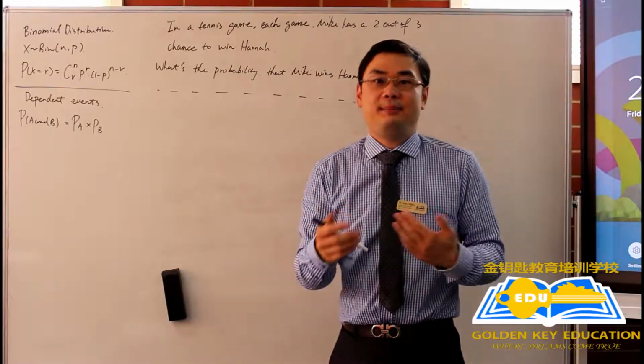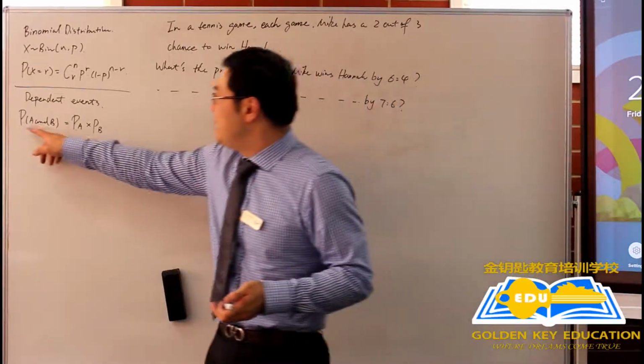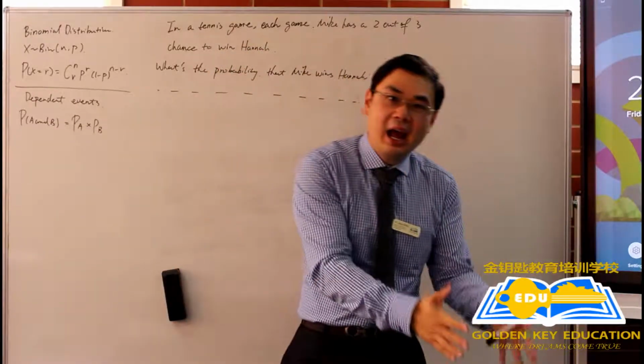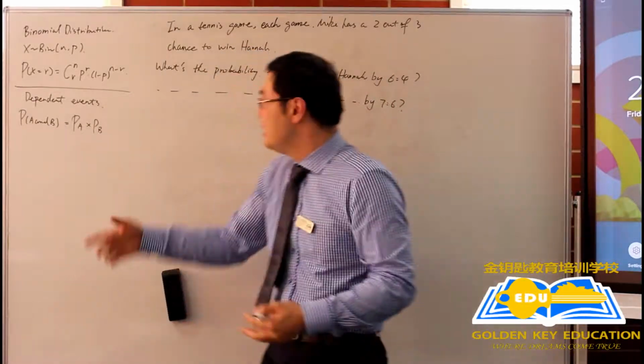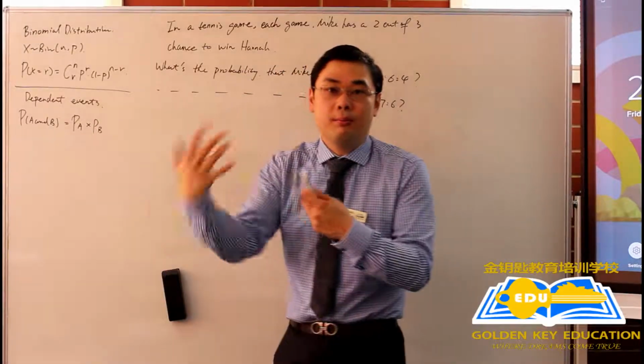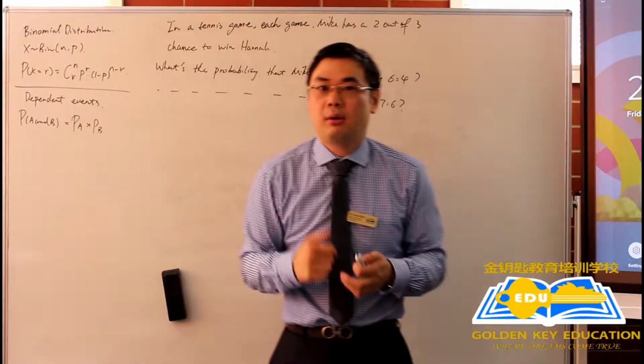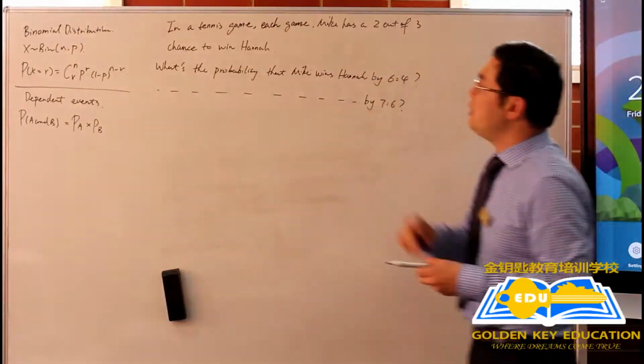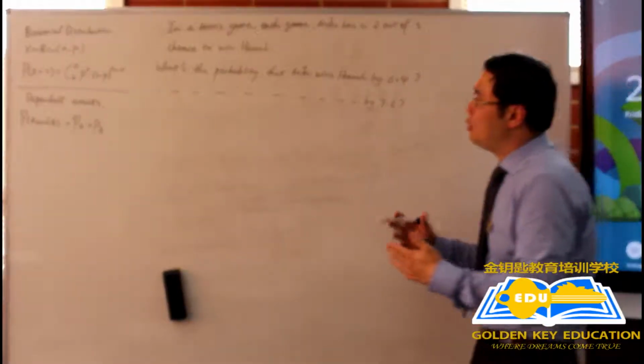When we talk about dependent events, that means P(A and B): A happened and then B can happen. So you need to multiply the probabilities using the product principle. I'm going to give you a question that integrates the concepts here.